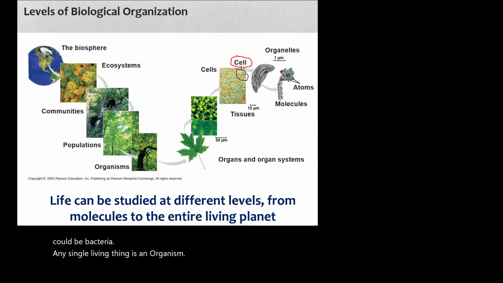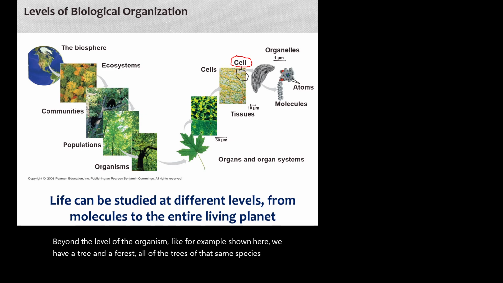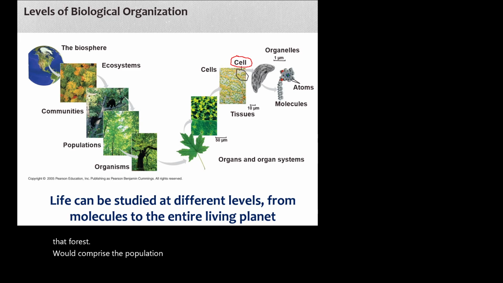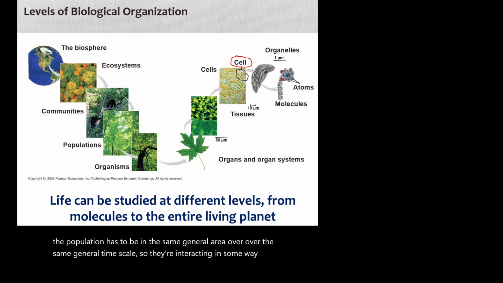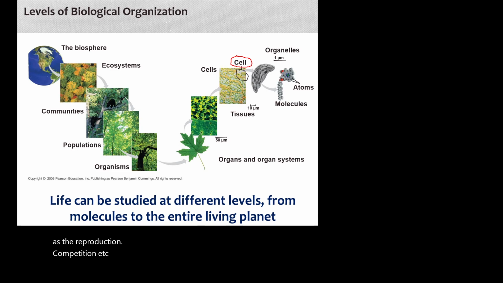Beyond the level of the organism, like for example shown here, we have a tree in a forest. All of the trees of that same species in that forest would comprise the population. Now, it is important to note that the population has to be in the same general area over the same general time scale, so they're interacting in some way, such as through reproduction, competition, etc. That is the biological definition of a population.